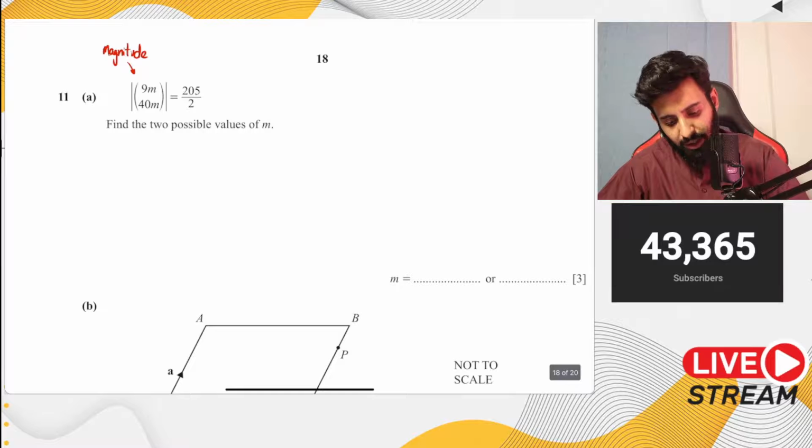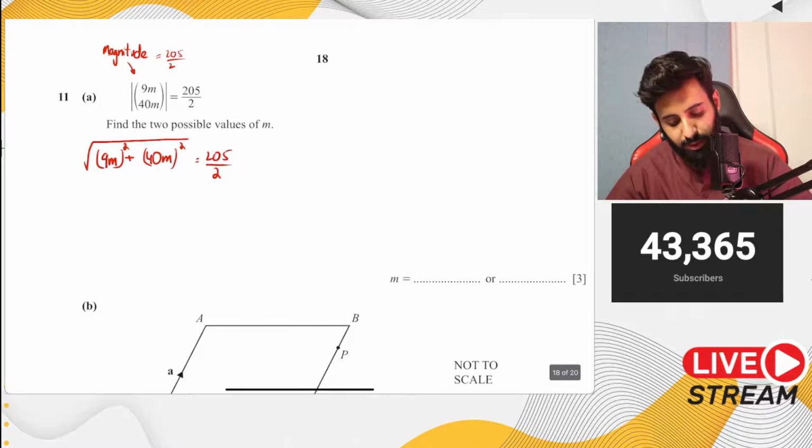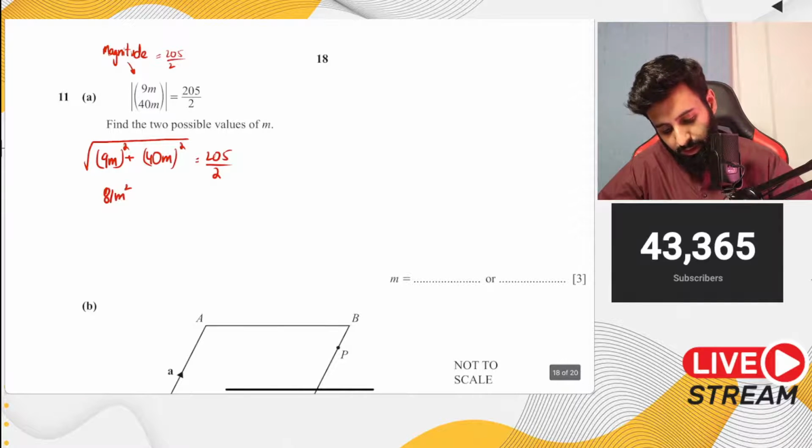So you're given the magnitude, which is equal to what? Which is equal to 205 upon 2. Okay, so how do you find out the magnitude? It's the square root of (9m) squared plus (40m) squared, basically x squared plus y squared inside the square root, which is equal to 205 upon 2. Okay, so let's work this out. This is going to be 81m squared plus 1600m squared. And might as well take this across and square it.